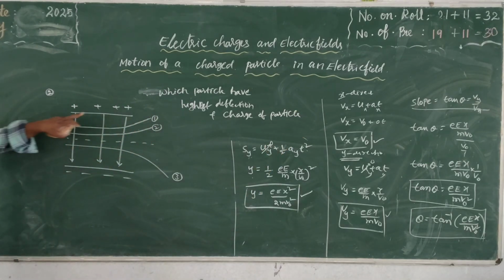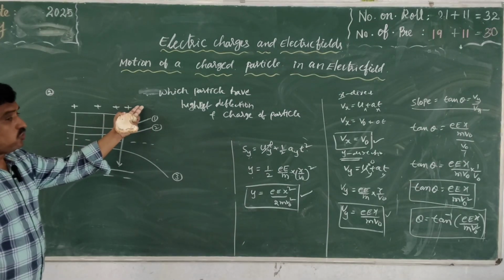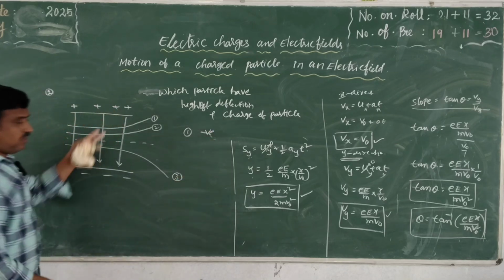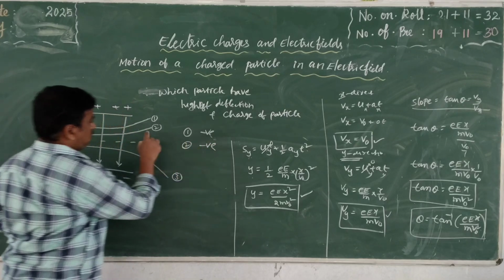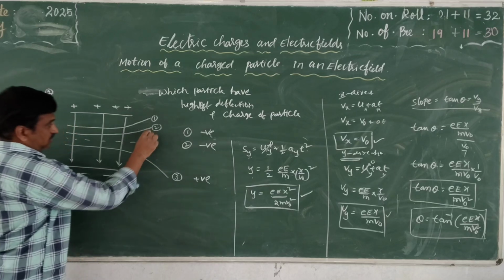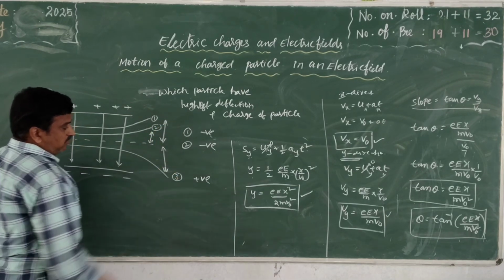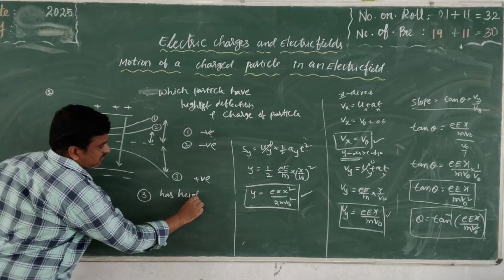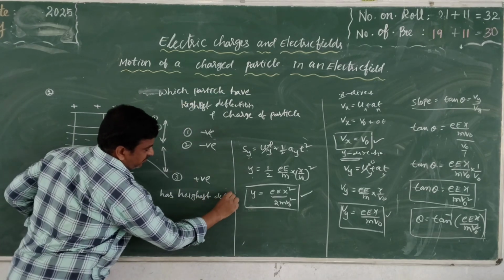See here, first plus one. The first particle is moving towards the positive plate, so the first particle is negative charge, because negative is only attracted by the positive charge. That's why the second particle is also negative, because a negative charge only attracts the positive charge. The third one is positive charge. This one has more deflection. So the third particle has the highest deflection.